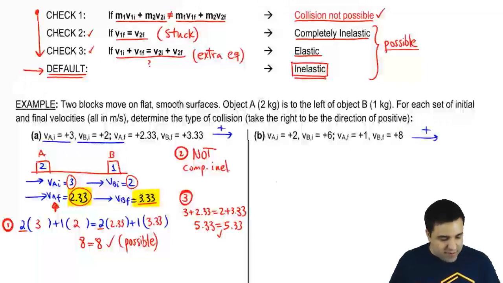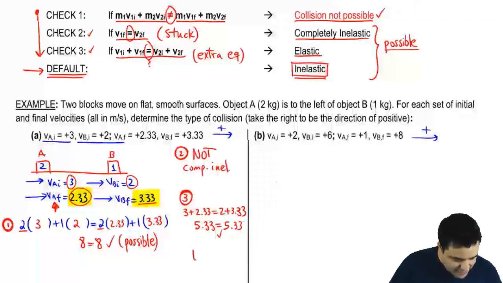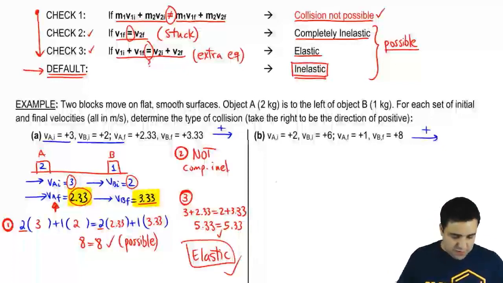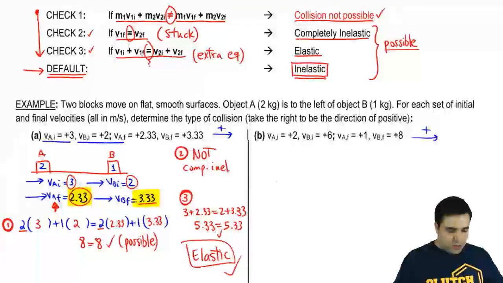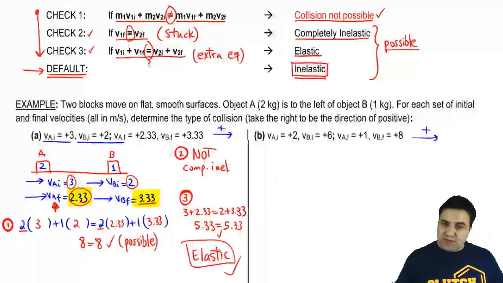If they are correct, notice how this is not the same, this is the same, and this is the same. So if these match, you have an elastic collision, and then you're done. Boom. So this is an elastic collision because the third check was correct. It was true.